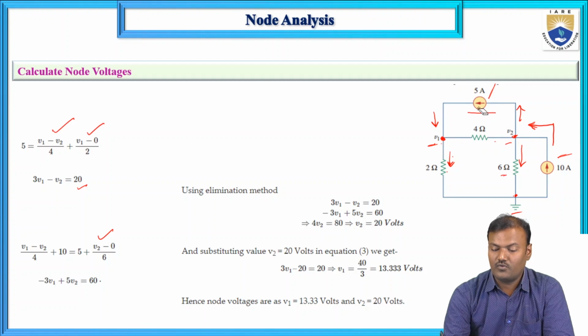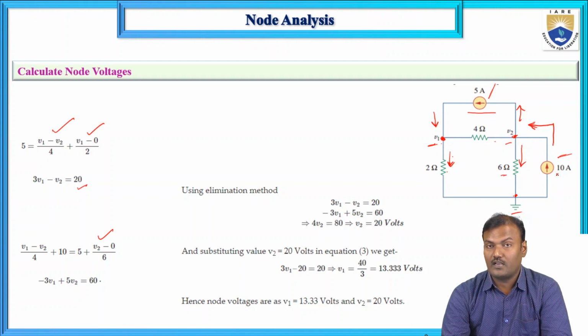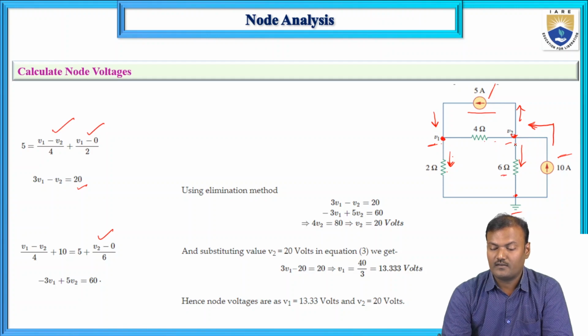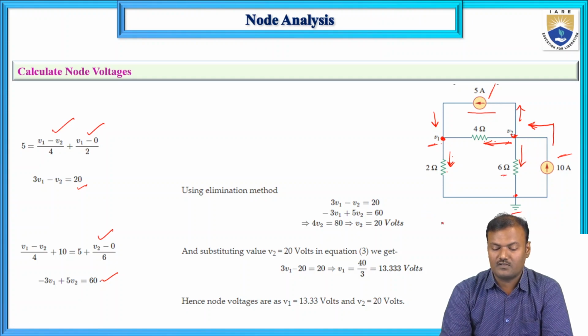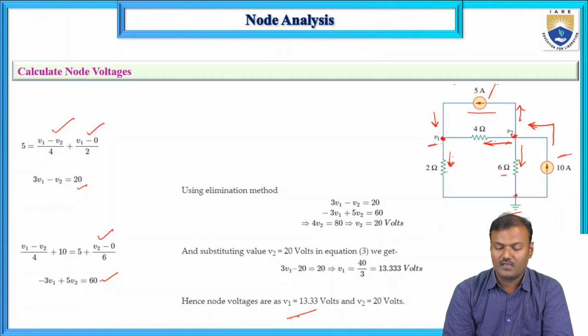So totally here 4 number of currents. One is 10 amps is the entering current, and 5 amps is leaving current, and V2 minus V1 divided by 4 and plus 10. This is current flowing in this direction. So totally 4 currents with 2 equations, that is 2 variables, 3V1 plus 5V2 is equal to 60. By solving these equations, we will obtain V1 as 13.33 volts and V2 as 20 volts.